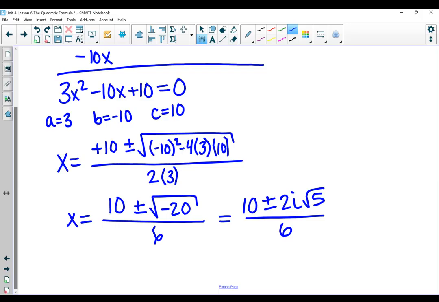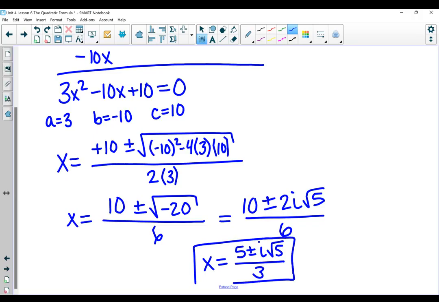After all that simplification, you do come to your final answer. However, we have a GCF of 2 in the 10, the 2i, and the 6. All 3 of the outside terms share a 2. Therefore, to get our final answer, we want to divide all of our terms by 2. So our final answer is actually 5 plus or minus i square roots of 5 over 3. 2 solutions to our quadratic equation.